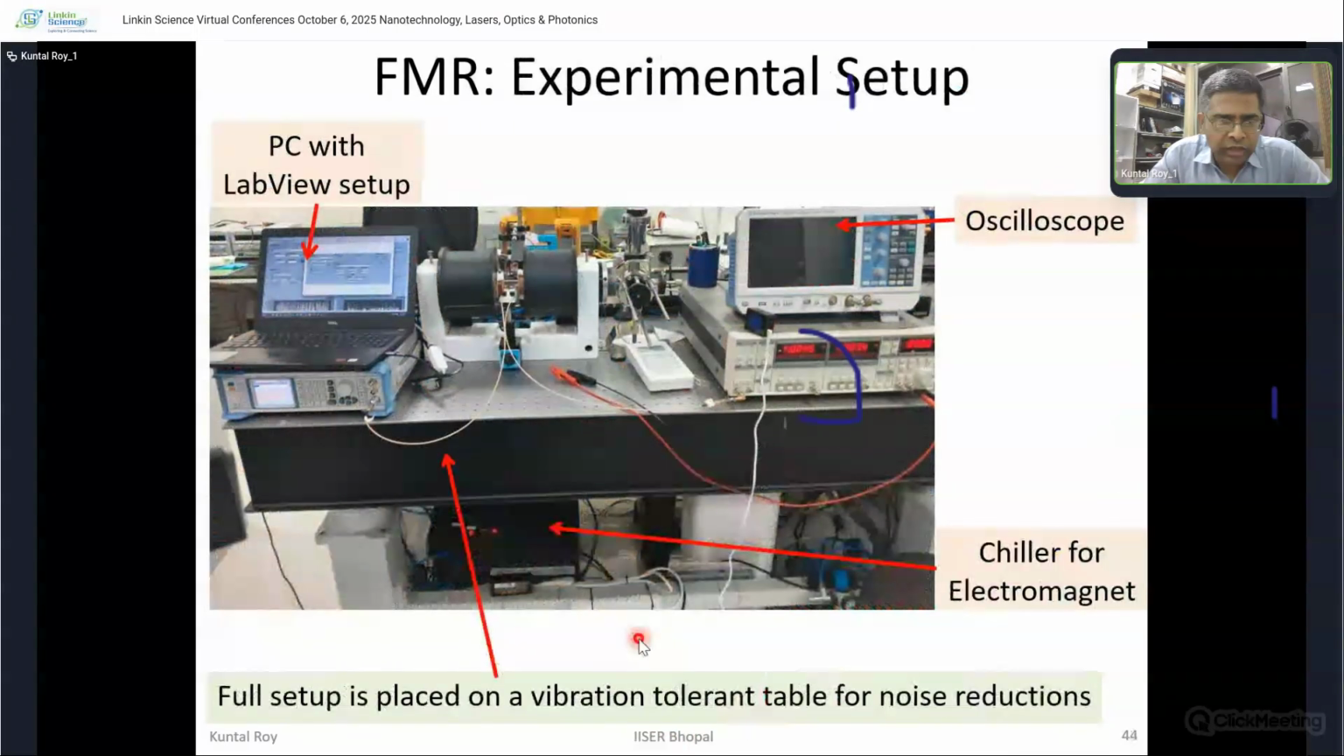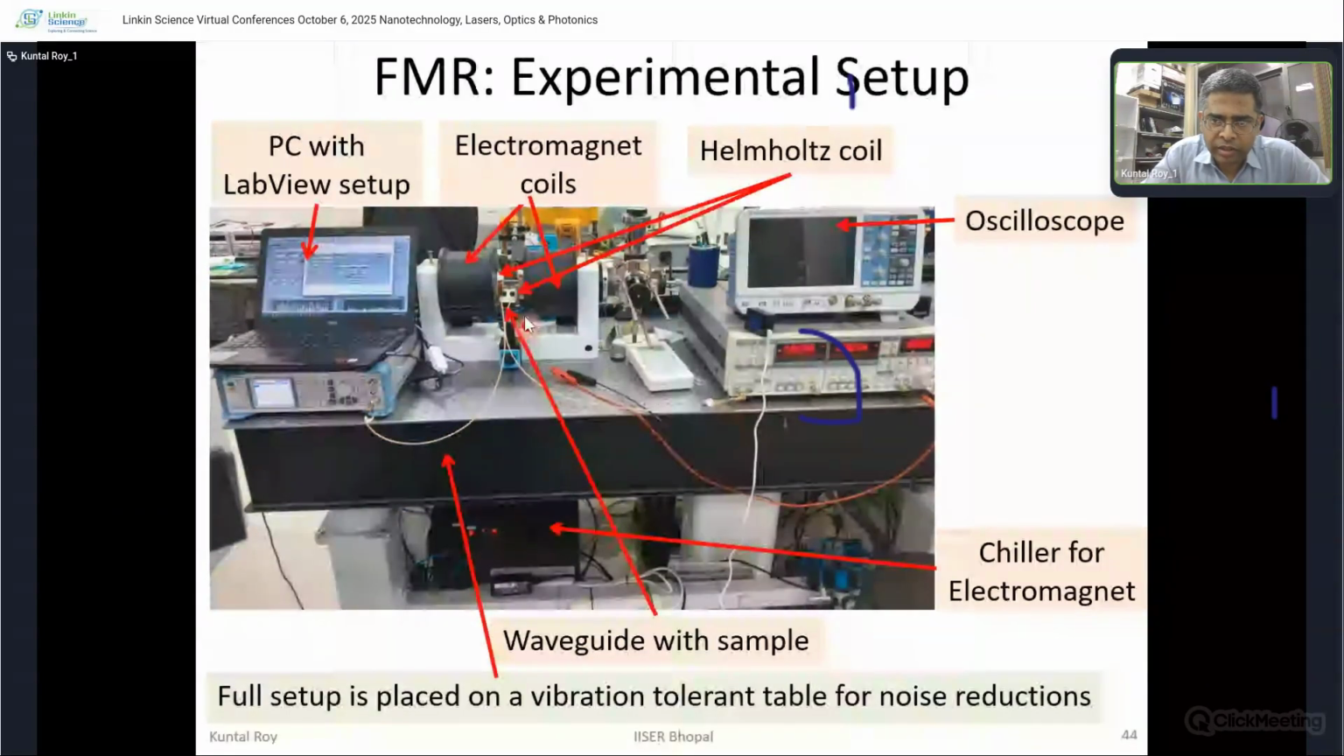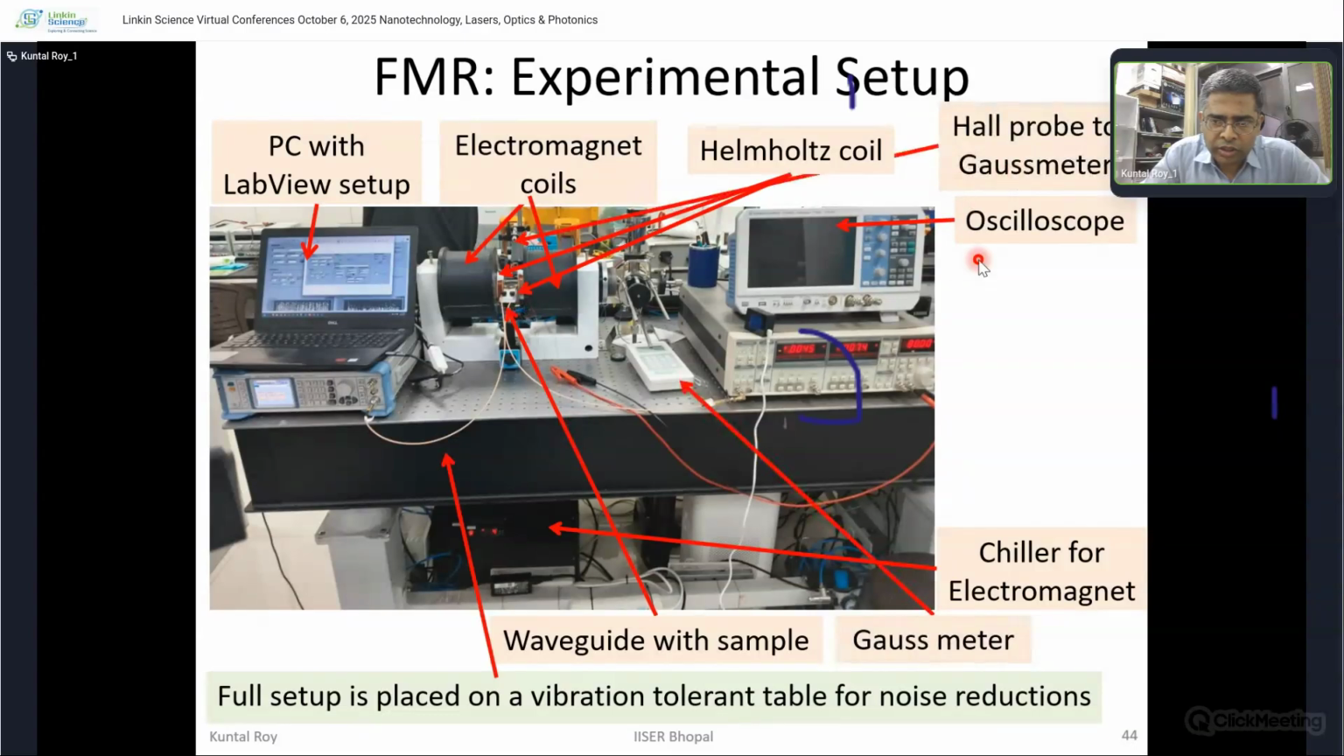So here is the full experimental setup. The full experimental setup is on a vibration tolerant table for noise cancellation. Here is the PC with LabVIEW set up, and these are the electromagnet coils, and there is a chiller for the electromagnet to keep it cool. There is a Helmholtz coil over which we will be putting the lock-in amplifier signal, and this is the waveguide with the sample. There is a Hall probe with Gauss meter here. Lock-in amplifier and Schottky diode are connected to the output of the waveguide.